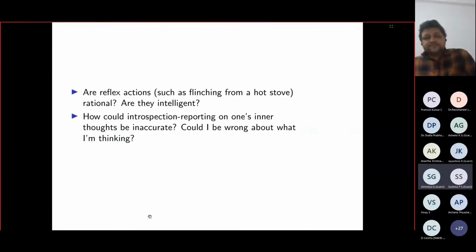But given the above, I want to explain why we talk about this. I'll give you an example. For instance, you have reflex actions, such as flinching from a hot stove. If you touch something hot, you flinch. Are these reflex actions rational? Are they intelligent? And then there is a higher order question: how could introspection, or reporting on one's inner thoughts, be inaccurate? Could I be wrong about what I am thinking?